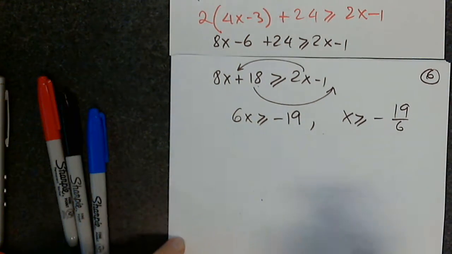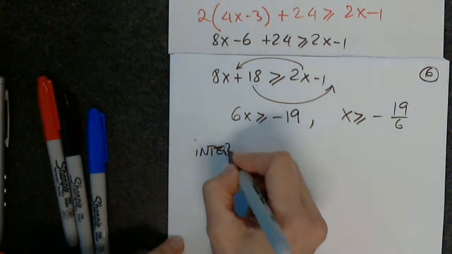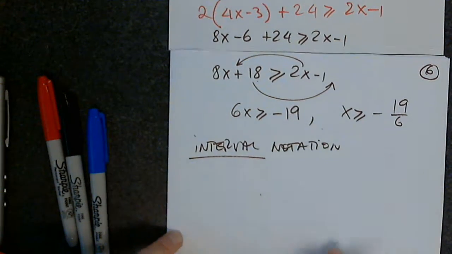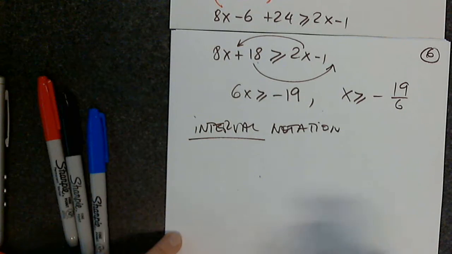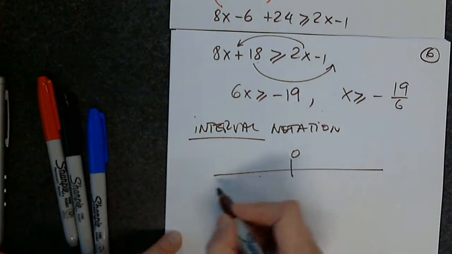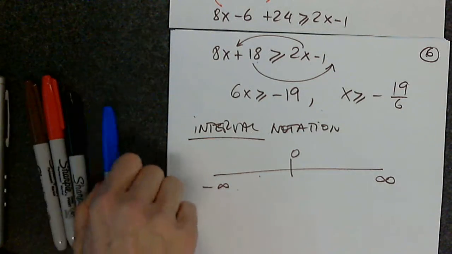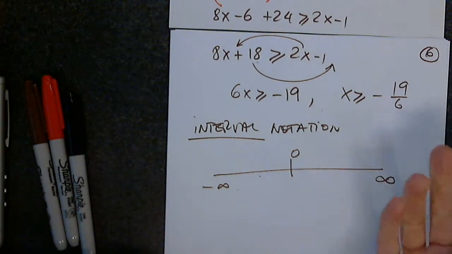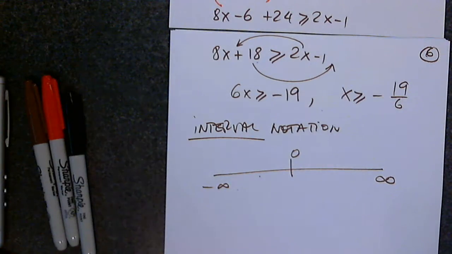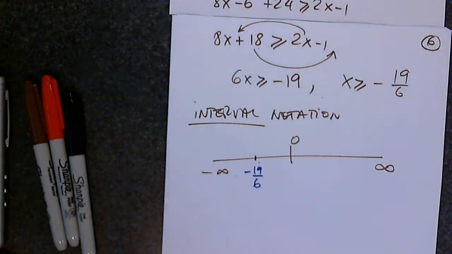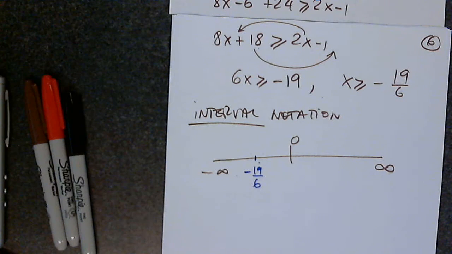Perfect. In interval notation, on the real line, 0 is in the middle, negative infinity, infinity. Real line or number line. Negative 19 over 6 is a little bit to the left of negative 3. So I'm going to say right here, negative 19 over 6. I don't really care for units. I just want to show what I'm going to write, where it's coming from as the interval notation.